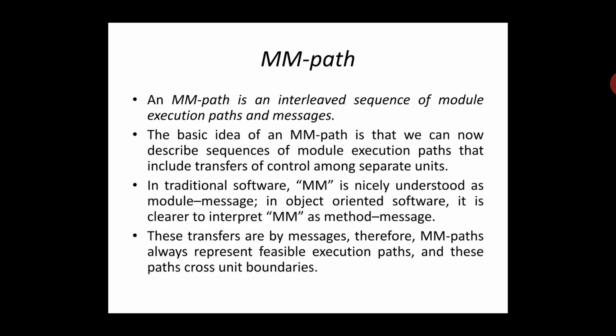So under this path-based testing, one new concept is there, that is called MM path. What is MM path? The first M is usually module, the next M is usually message. So a message is passed from one module to another module. That's why we call it MM path. In DD path, what exactly is DD path? Decision to decision. From one decision node to another decision node, the path travels, that is called DD path. Here, the message travels from one module to another module, that is called MM path.